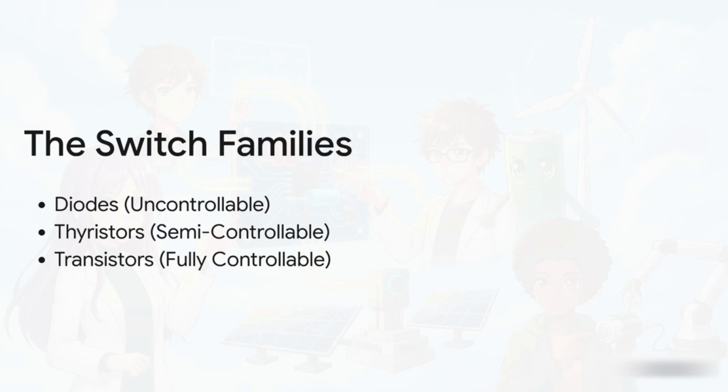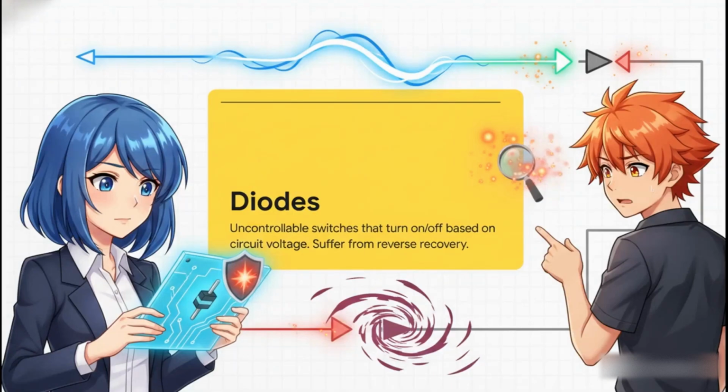uncontrollable, semi-controllable, and fully controllable. First up, the diode. This is the simplest of them all. It's basically a one-way street for electricity. You have zero control over it. It just turns on or off based on what the rest of the circuit is doing.